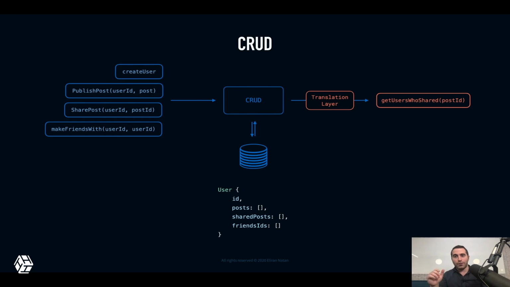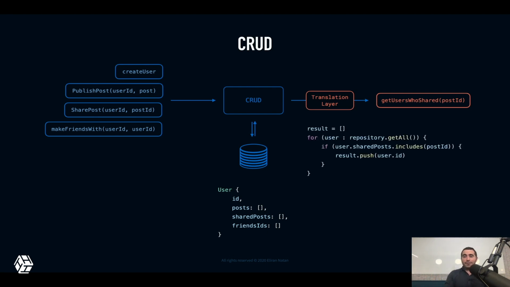Now, when we want to answer some sort of query, then we have to go through some translation layer. You would almost have to go through some calculations before you can fetch an answer. So in this example, we would probably want to retrieve all the users that we have in the database and then iterate over each and every one of them, calculating whether this user shared this specific post, and then pack the result and send it back to the client. Now, this is a very simple query, but of course you can think about very complicated ones.